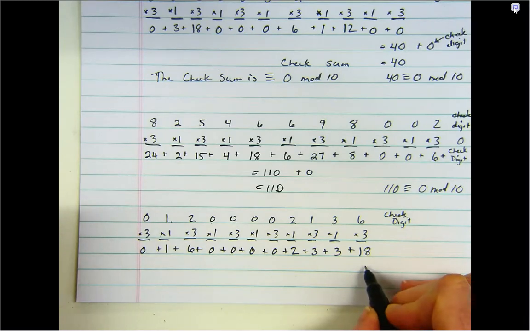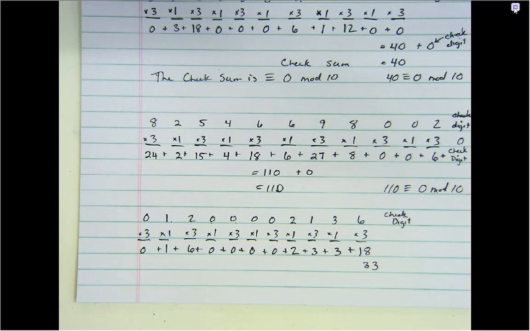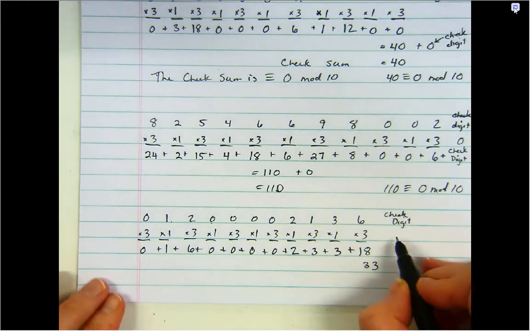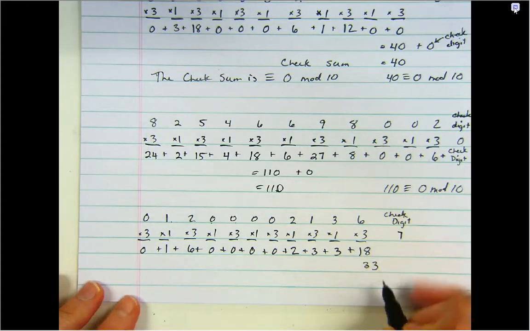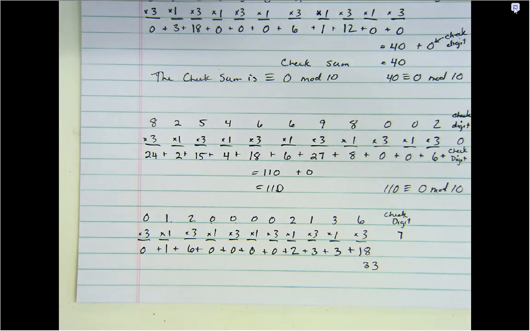Anybody else get 33? Okay, 33. So what does that mean the check digit needs to be? Check digit needs to be 30, right? We have to get to the next highest multiple of 10. So from 33 up to 40. So it would be what? 7. Yeah, 7. Okay, so it is 7.